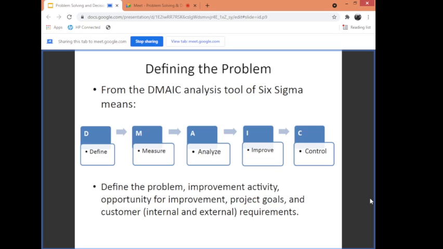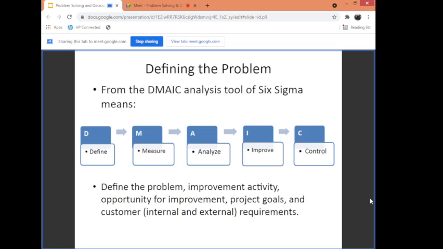So I'll give you an example of defining the problem from the DMAIC analysis tool of Six Sigma. D means define. You have to define the problem. You have to know what is going on, what has occurred. So you define the problem, like, oh, there's a microorganism contamination, and 20% rejection of raw materials because of contamination. So you have defined the problem.